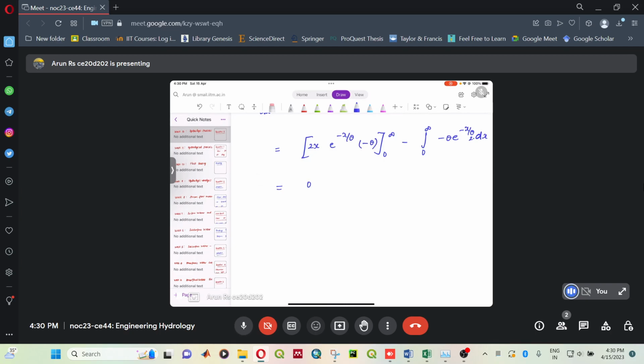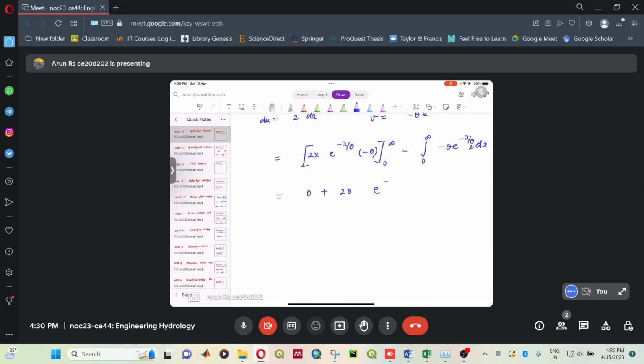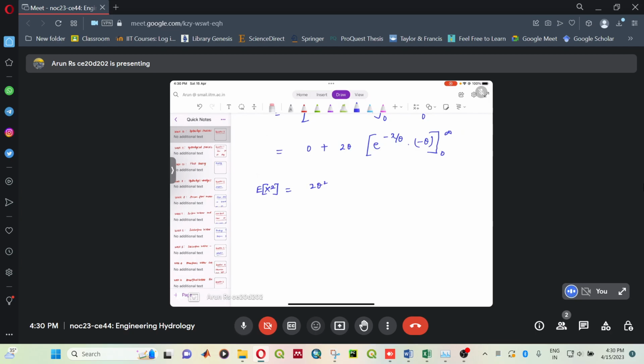So again the first term will become 0, and the second term will be, here 2 theta is constant, so we are taking it outside, and e power minus x by theta, and if we integrate that, we'll get one more minus theta term, and we need to evaluate it over the limit of 0 to infinity. So if we substitute the limits, we will get the answer as 2 theta square. So now we got the E of x square.